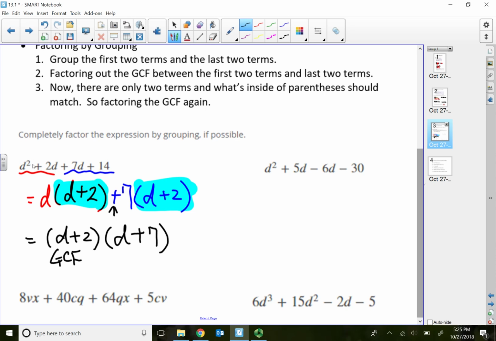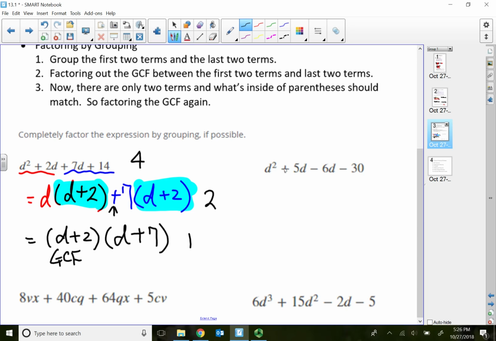So basically, the idea of factoring by grouping is to start out with 4 terms. After factoring out the greatest common factor between the first two and the last two, the next step, I should have 2 terms left. So factor again, then my final answer should only consist of 1 term.